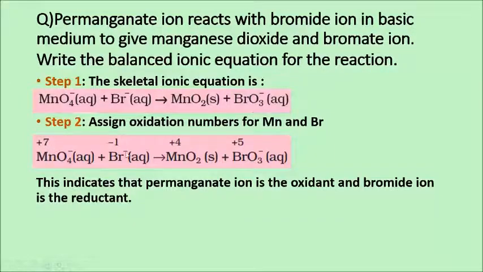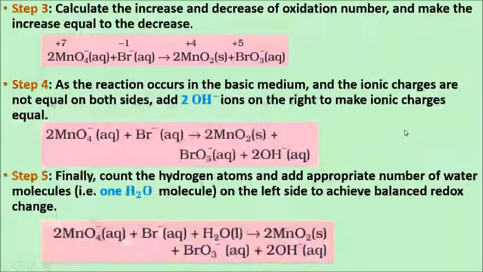When we see +7 to +4, what is the decrease? +3 oxidation state. What about the other case, that is from bromide -1 to +5? There's a change of +6 oxidation state, or increase is there for bromide to bromate ion. Now let's see the third step, that is to balance the oxidation number that we have to do. We know how to balance it.